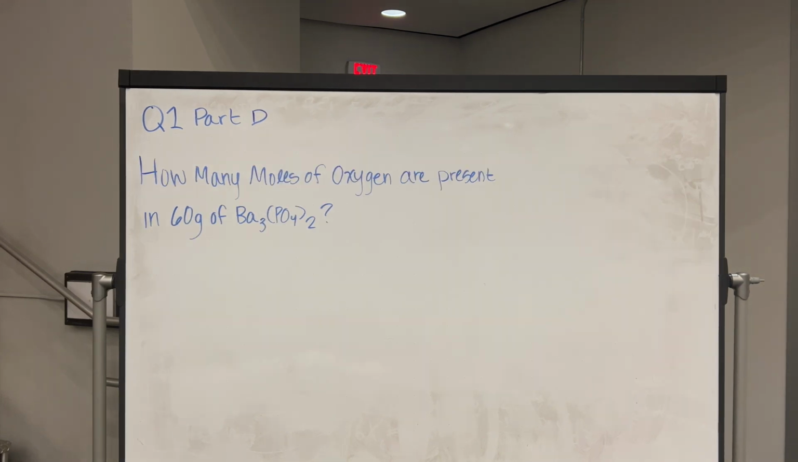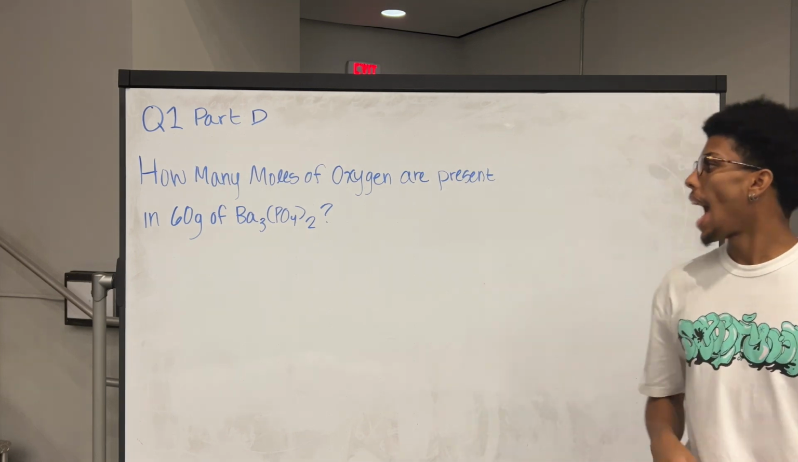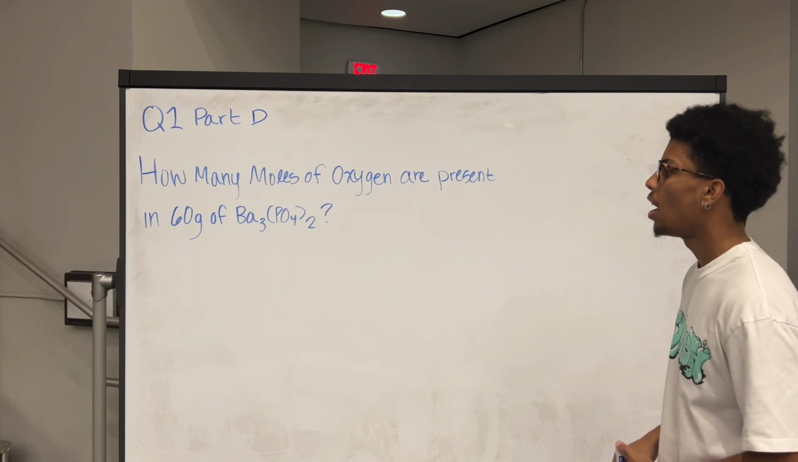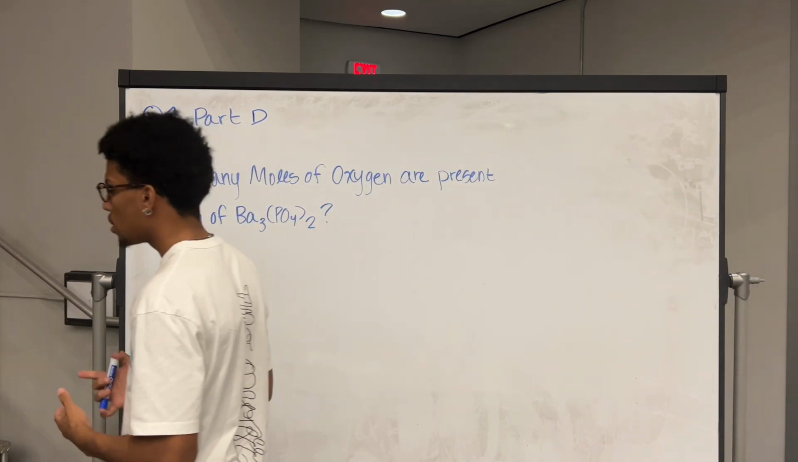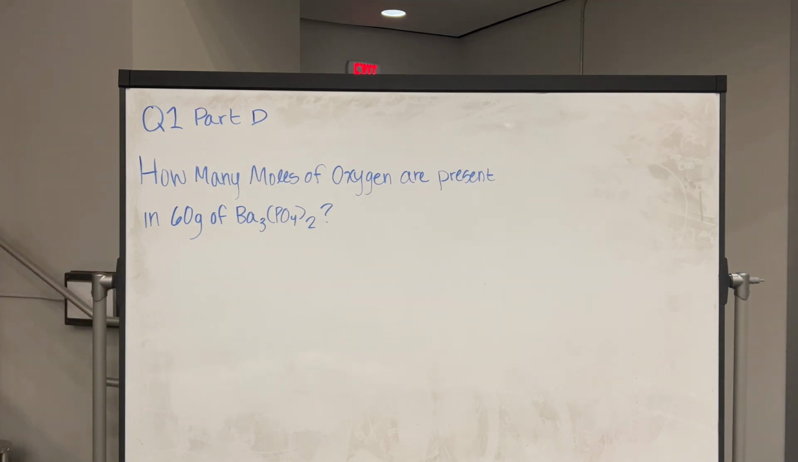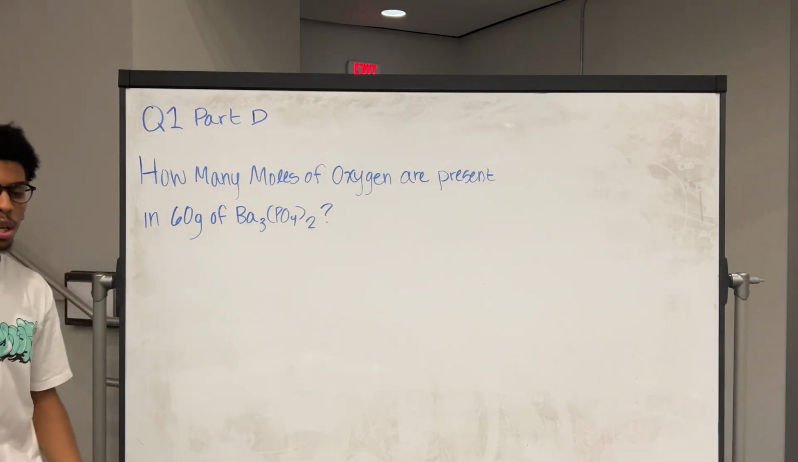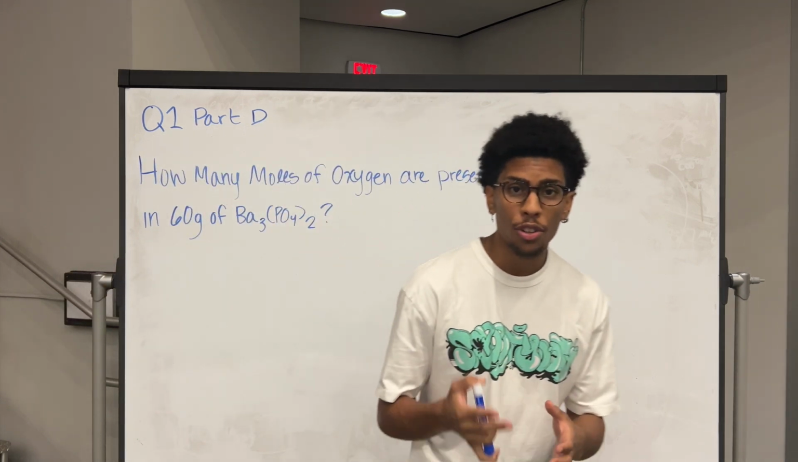Now we're going to discuss question 1, part D. And question 1, part D says, how many moles of oxygen are present in 60 grams of barium phosphate? Now there's a few mistakes that students make with these types of questions. Whenever you come across these questions where they're asking you to pull an element out of a compound, please do not treat oxygen as a singular substance.